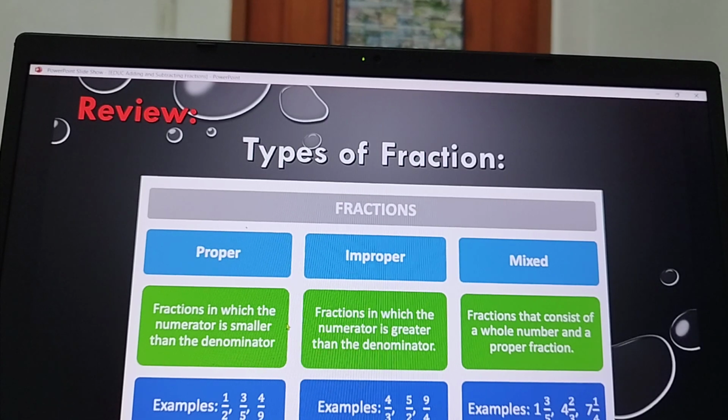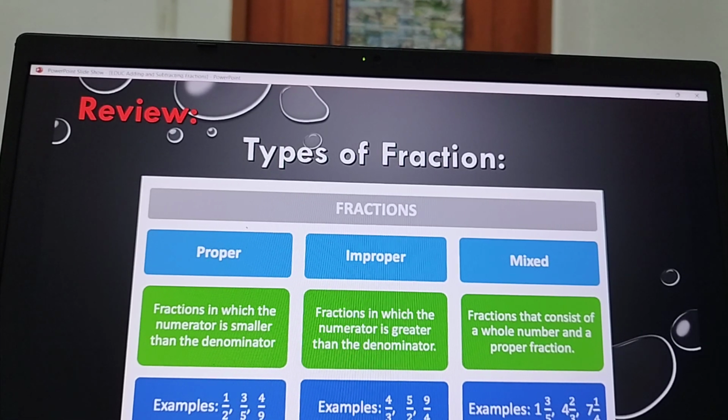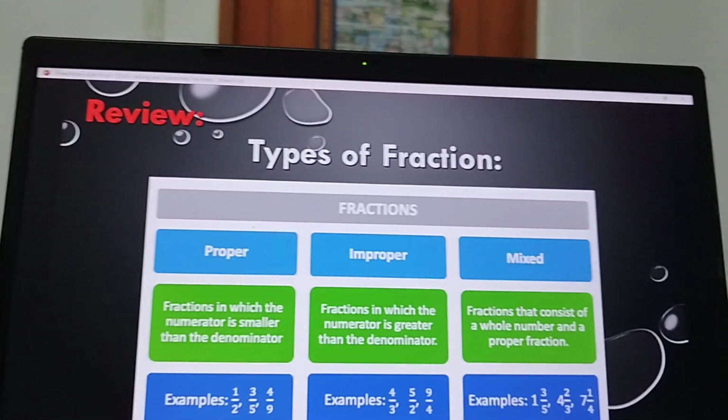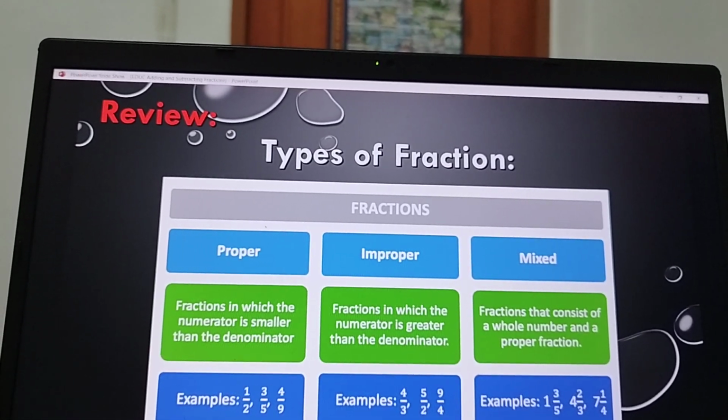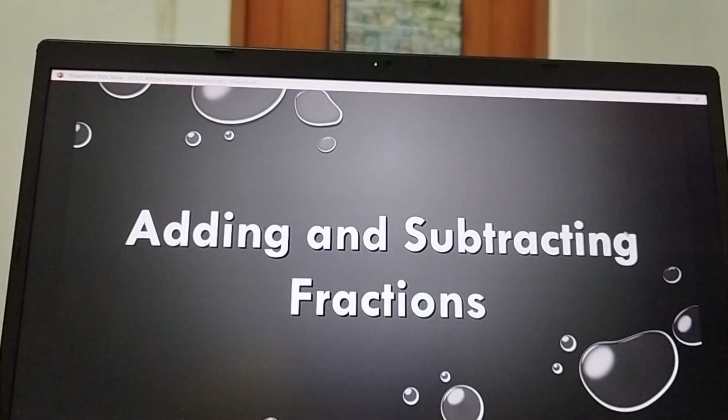Proper, numerator smaller. Improper, numerator greater or bigger. Mixed, when you have a whole number and a proper fraction together. Very good. So that's for the review, students. So now, let's go to our main topic: adding and subtracting fractions.